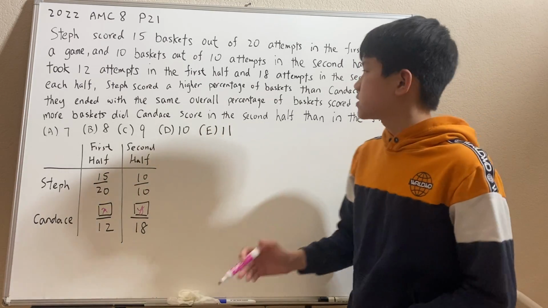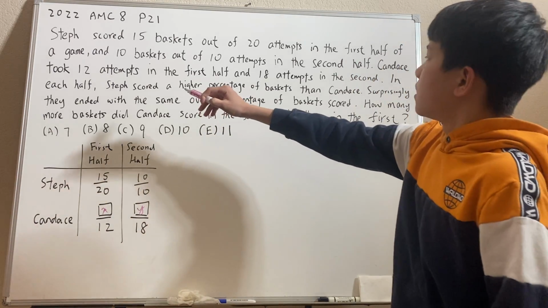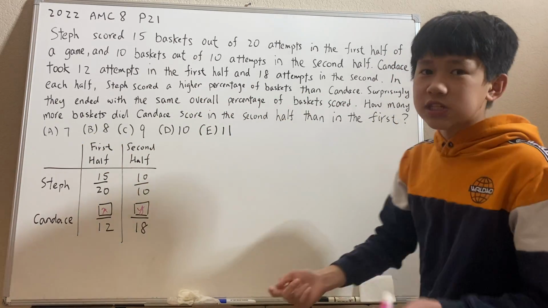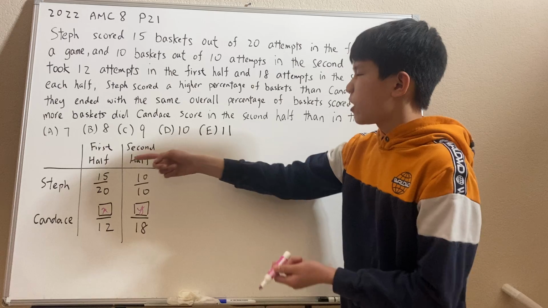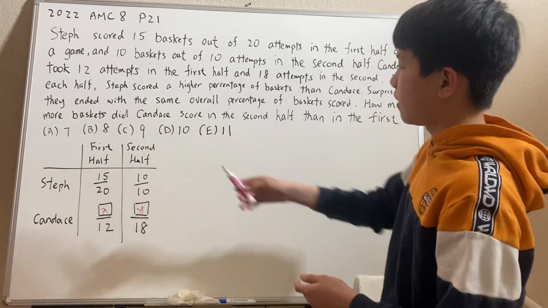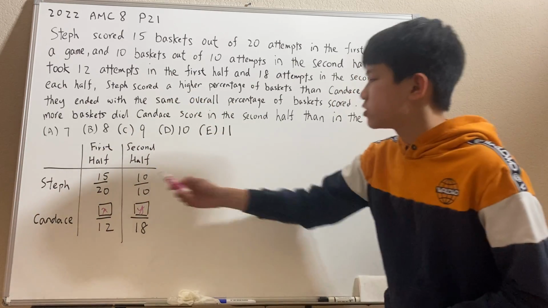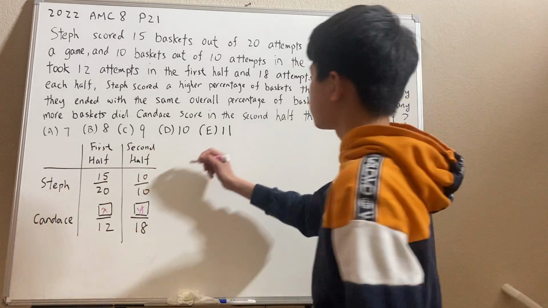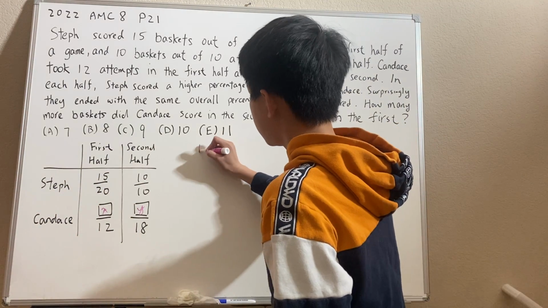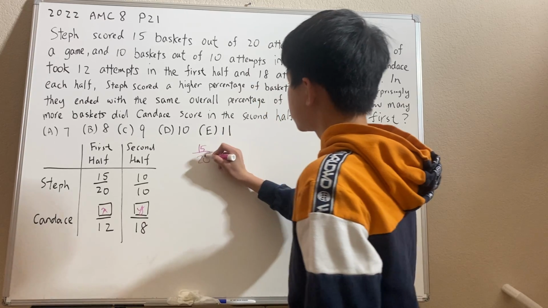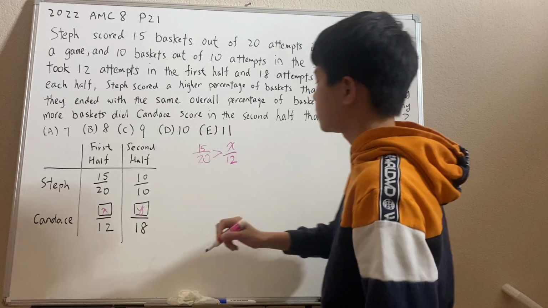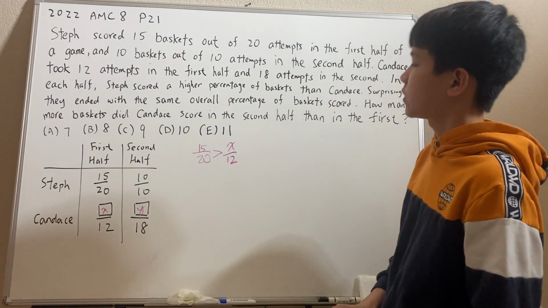Now the problem gives us a constraint. It says, in each half, Steph scored a higher percentage of baskets than Candace. So what does this mean? This means that Steph's fraction in each half is going to be greater than the fraction of Candace's in each half. So let's just write it. For the first half, 15 out of 20 is going to be greater than x over 12, right? The fraction for Steph is greater than the fraction for Candace.